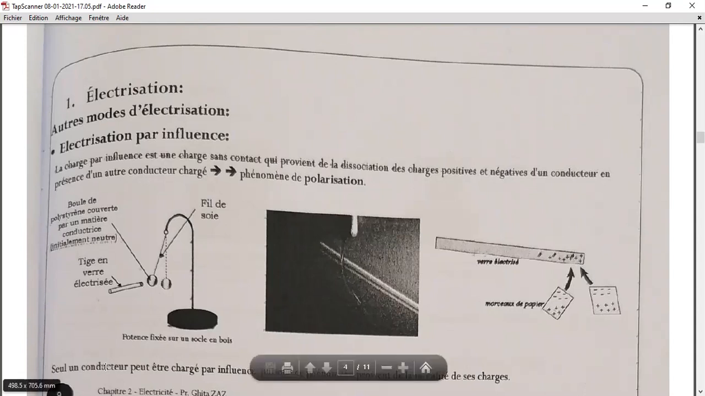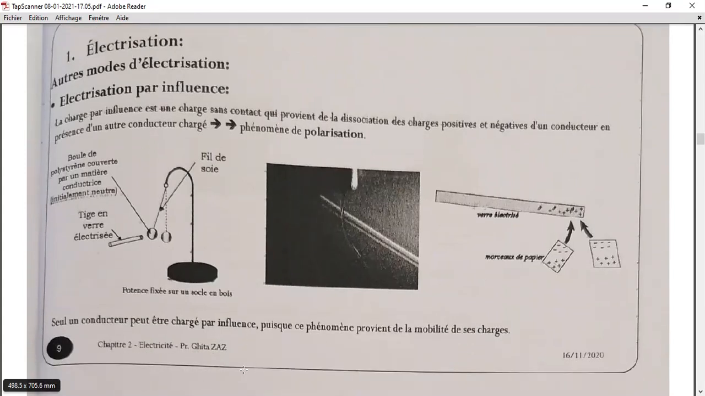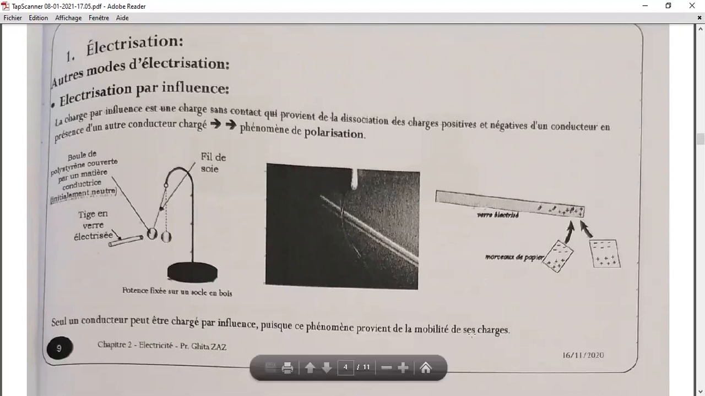So here they're saying that only a conductor can be charged by influence, since these phenomena come from the mobility of the charges. If I get an ebonite which is not charged, or I can say neutral, meaning it has an equal number of positive and negative charges, a plastic rod which I have not rubbed, which has no charge, it is actually neutral. And a glass rod which I have not rubbed is also neutral, with equal numbers of positive and negative charges. If I bring them together, there will be no attraction. The attraction only comes in when I rub both of them.